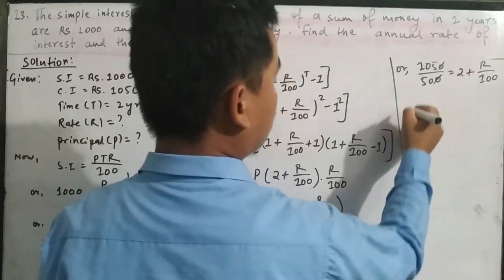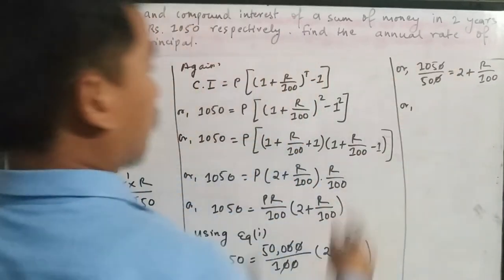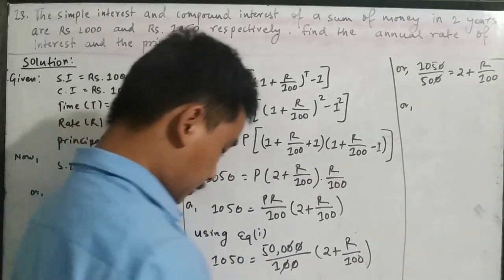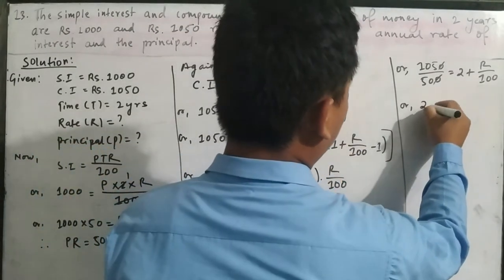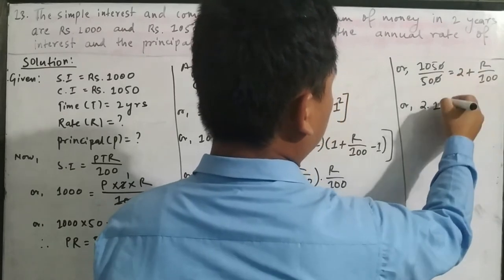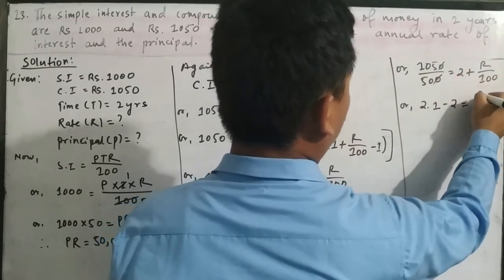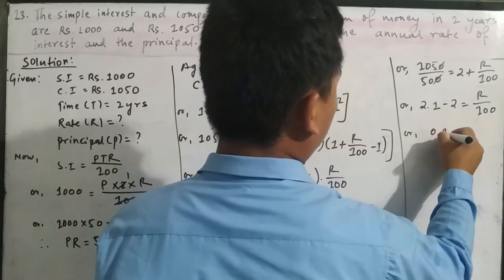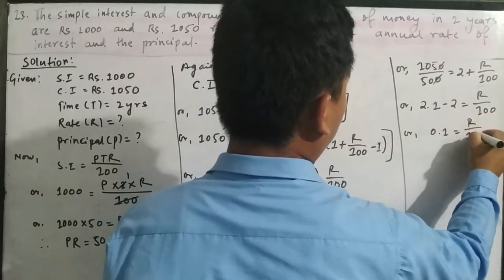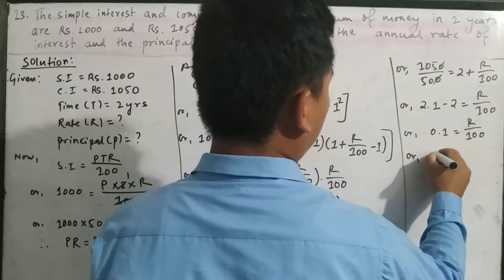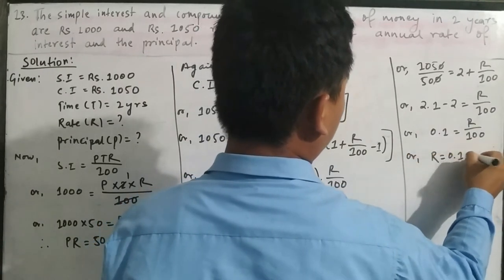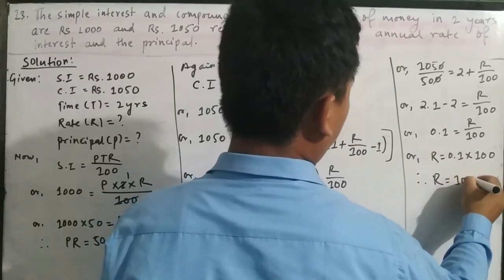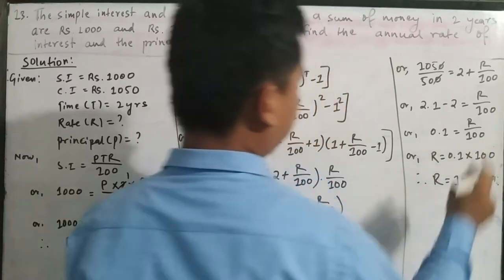110 can be cancelled. Dividing 105 by 50, we will get 2.1. If it comes this side, then it becomes minus 2, r by 100 equals 0.1, or we can write r is equal to 0.1 into 100. Therefore, we will get rate equals to 10% per annum.